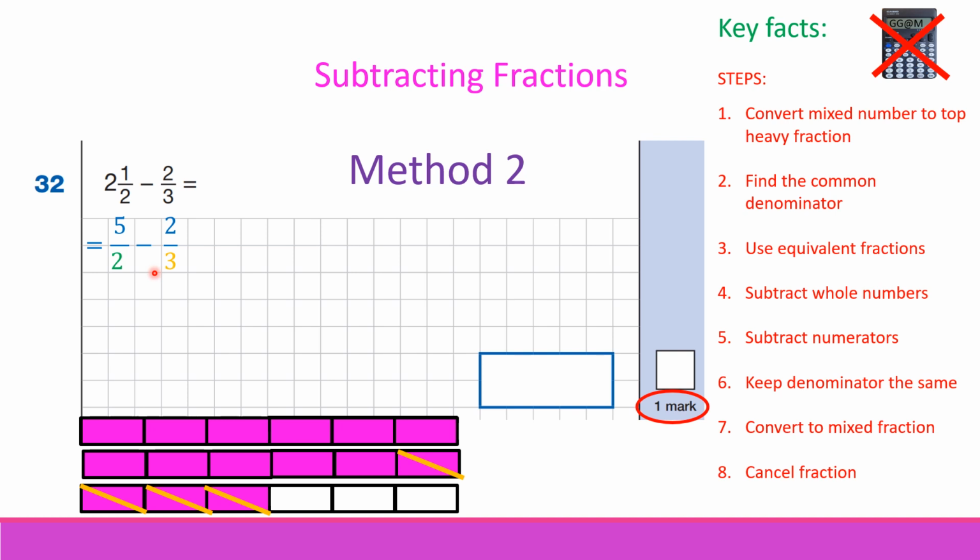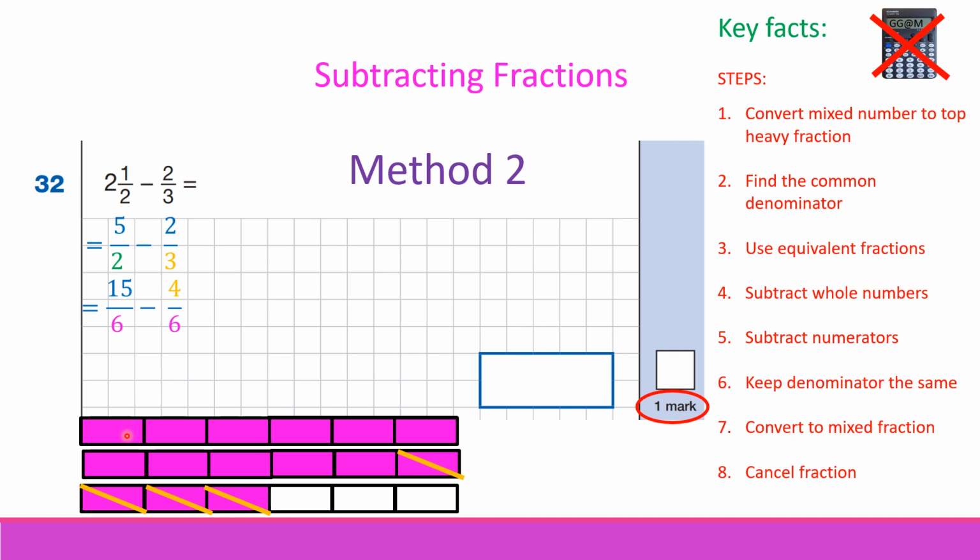From here, we're now going to find the common denominator. So it's exactly the same. 2 times 3 gives you the 6. But now I've got to do, how many times does 2 go into 6? It is 3 times. So 5 times 3 gives me 15. So I've got 15 over 6 because my denominators are the same.